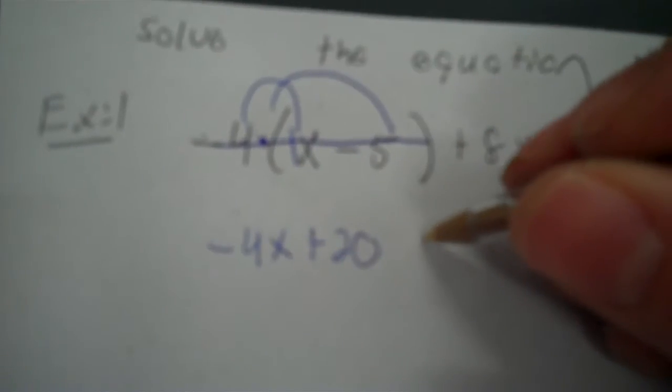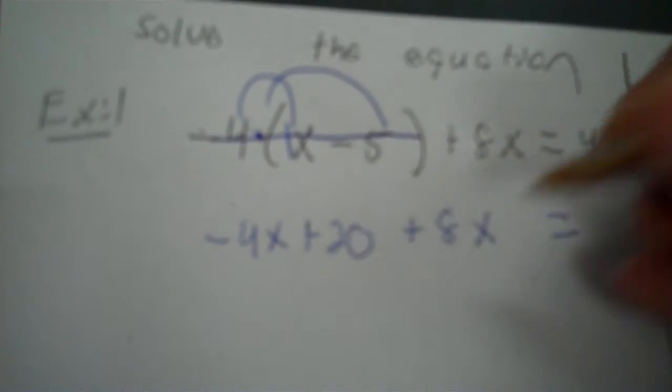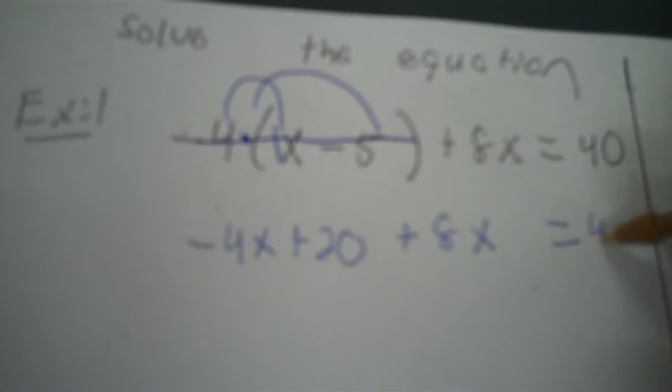Why don't you put a plus in front of the 20 then? Because when I go to write that, I cross out not only the parentheses, but the number that was multiplied into it. So all that goes. So I put negative 4x, then I put my plus 20, and then my plus 8x, then 40.